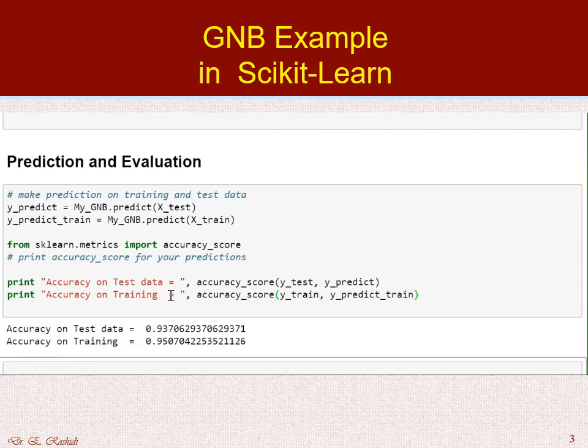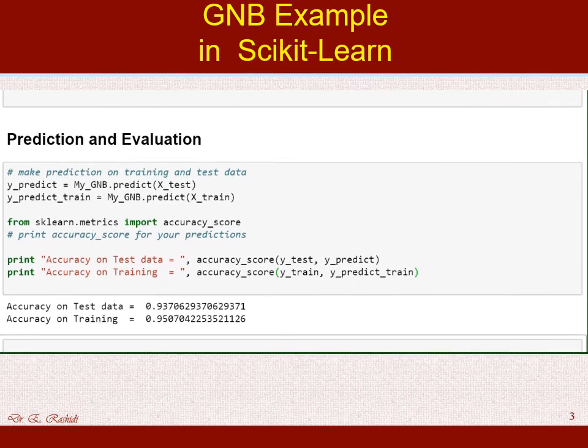Right, so the accuracy score for our prediction for the test data set is about 94%, and on training data is 95%. So there is not a lot of concern for overfitting. As you see here, it is a very simple algorithm to apply.